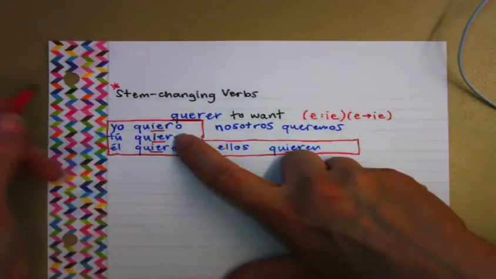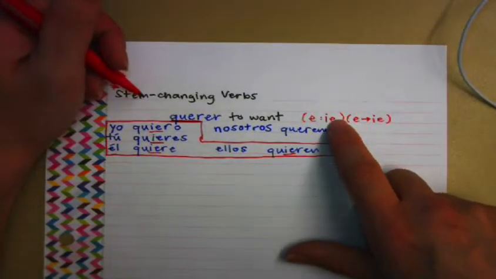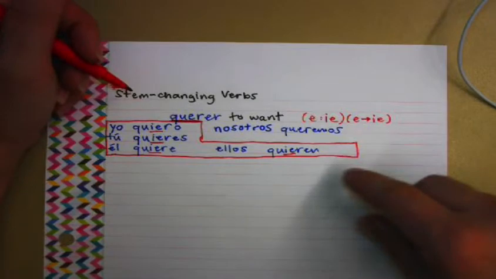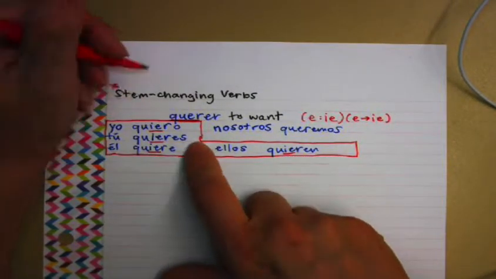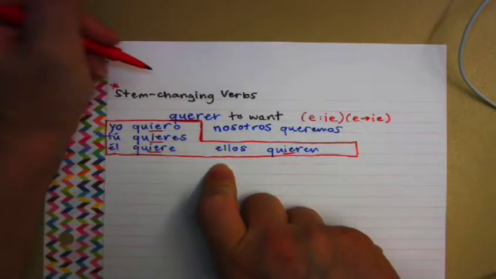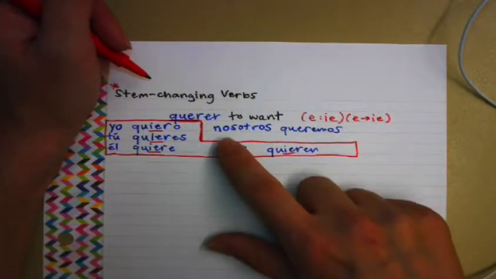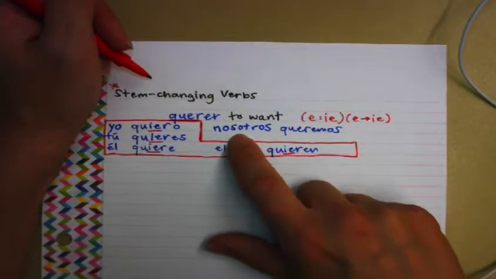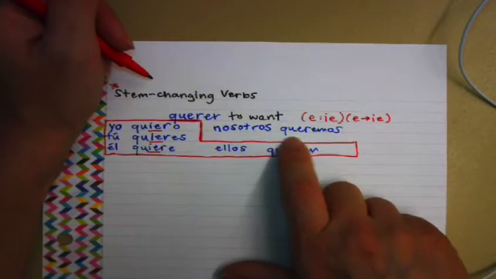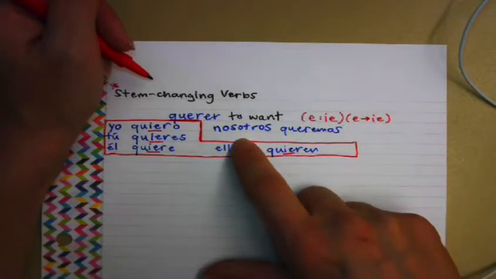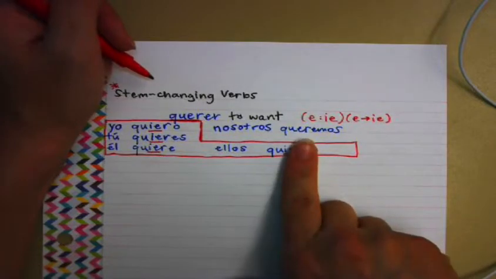Inside that stem is where the change is going to happen, and we have this over here to help us signify what change is going to happen inside there. And the boot goes around all of the changes, and the boot helps us visualize where the changes are not. The changes are not going to ever happen in the nosotros form. They also never happen in the vosotros form, which is what would go here, but we don't use the vosotros form in the United States. We don't use it in this class. It's used more in Spain. So the nosotros form, as well as the vosotros form, never change in spelling in their stems. So that's a stem changing verb for you.